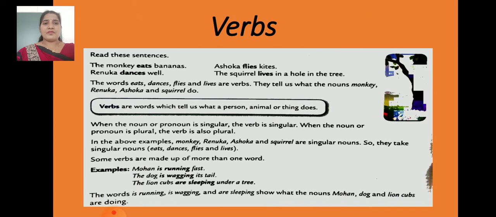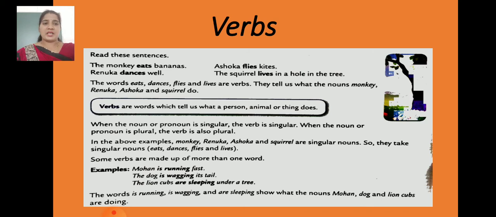Okay, then we have verbs. See children, read these sentences. The monkey eats bananas. Renuka dances well. Ashok flies kites. The squirrel lives in a hole in the tree. All these words written in bold, eats, dances, flies, lives, what are they? They are verbs. So children, verbs are words which tell us what a person, animal or thing does. When the noun or pronoun is singular, the verb is singular. When the noun or pronoun is plural, the verb is also plural.